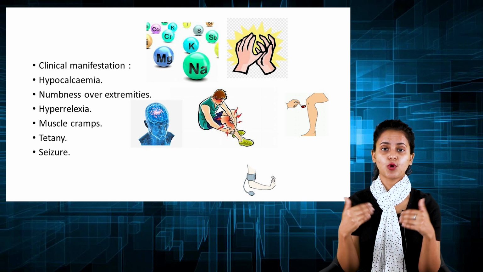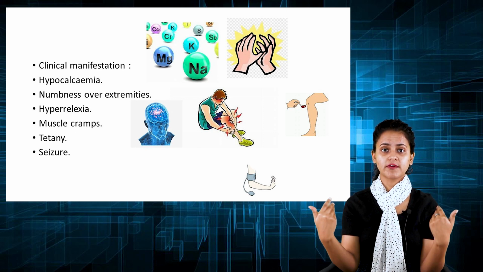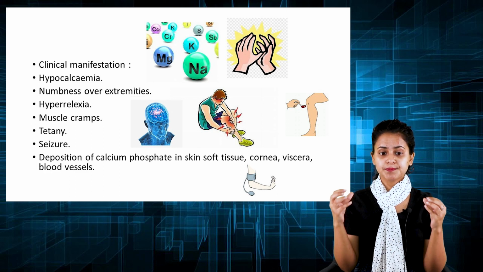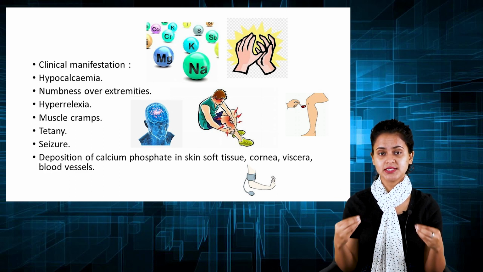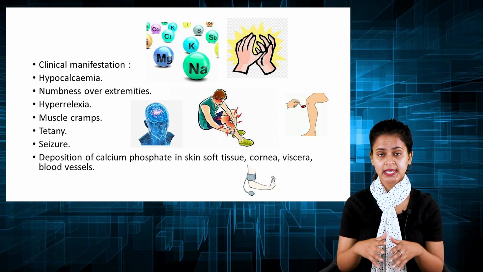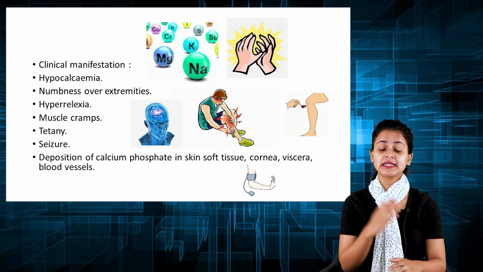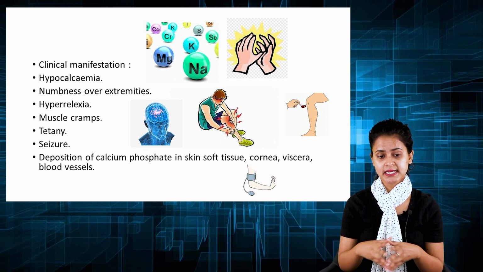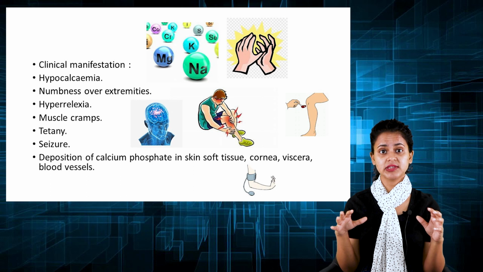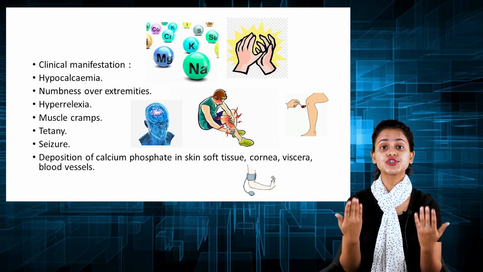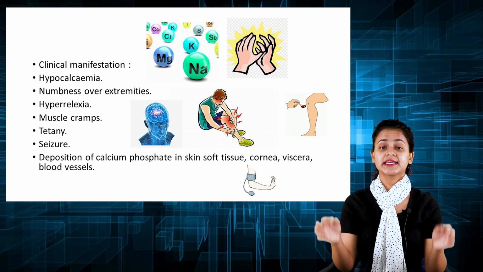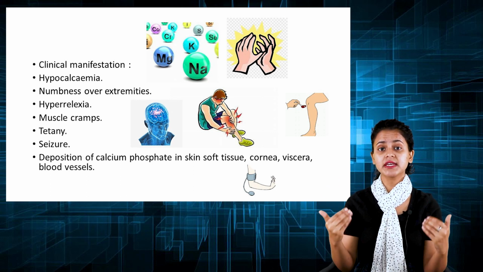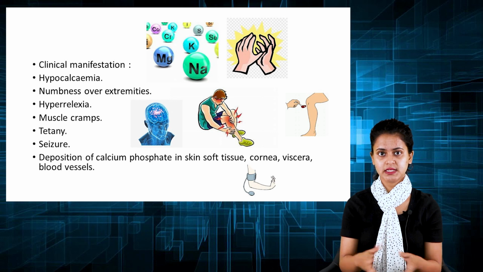A client will even often develop episodes of seizure if there is hyperphosphatemia. Deposition of calcium phosphate is very commonly seen mainly in the skin, soft tissues, the corneas, and the viscera or visceral area of the blood vessels. We are going to see the development of calcium phosphate deposits in individuals who have an excessive amount of phosphate in the body.